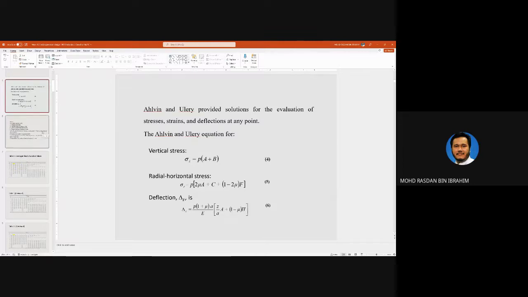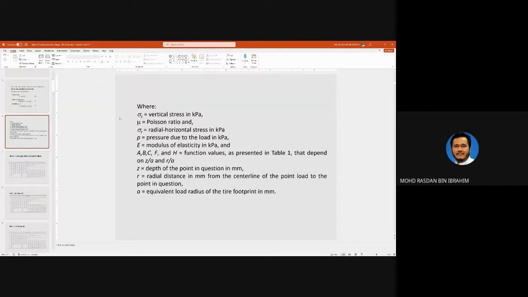Let's look at it one by one. So sigma z is the vertical stress in kPa. Mu is the Poisson ratio of the mix.